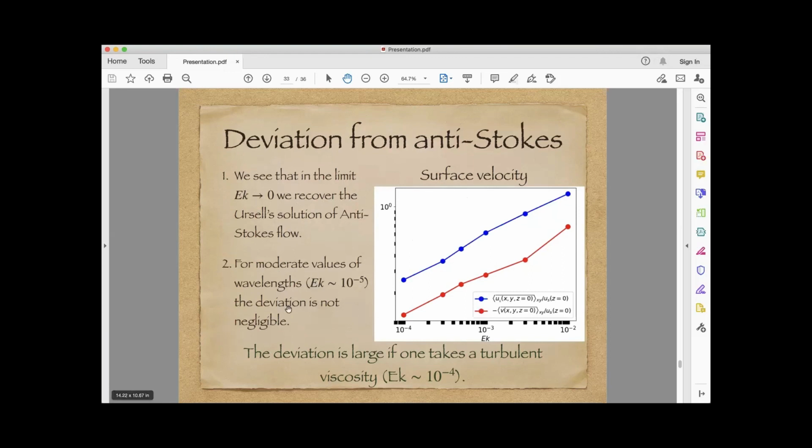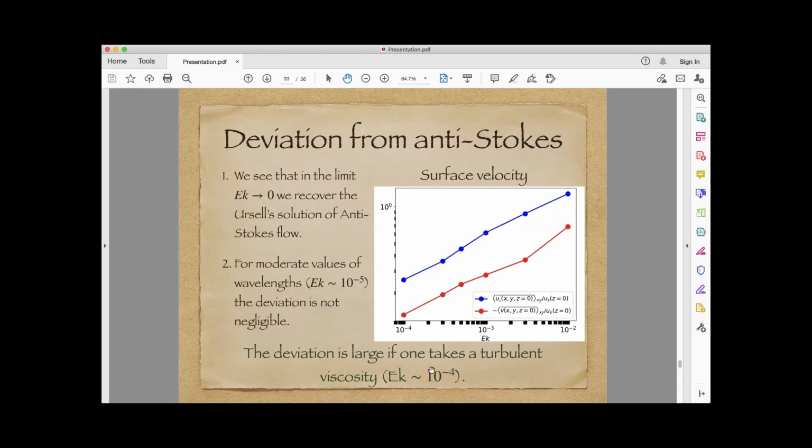But for moderate values of Ekman, 10 to the power minus 5, which is also typical of the ocean parameters, the deviation from the Ursell solution is actually not negligible. So it can go up to order 0.3, like 30%, from the solution of Ursell's anti-Stokes flow.